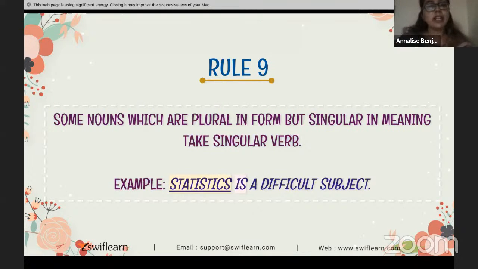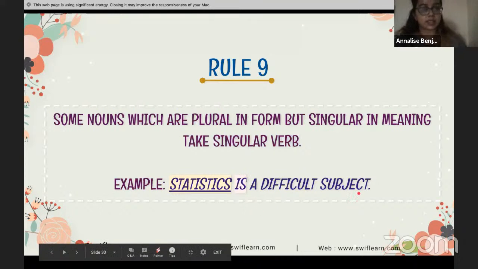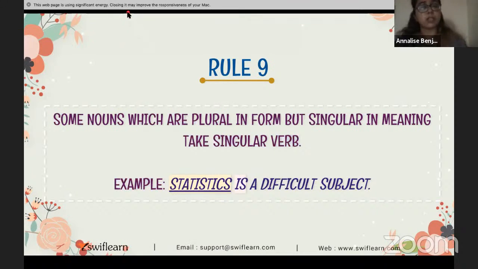For example, statistics is a difficult subject. Statistics is one of the branches of mathematics and economics, which we will learn later on. So statistics sounds like it's plural, right? It sounds like we're talking about many things. But actually, statistics is just one branch. So it is singular, which is why our verb will also be singular.